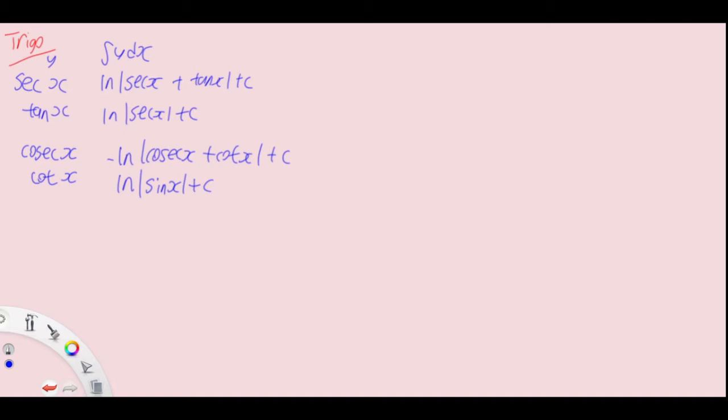So I won't be proving secant x and cosecant x because they're quite complicated to prove, but you can verify the results by differentiating the integrals. Though I'll show you the proof of how we obtain the integrals of tangent and cotangent. So we have tangent x, right? It's defined as sin x over cosine x.